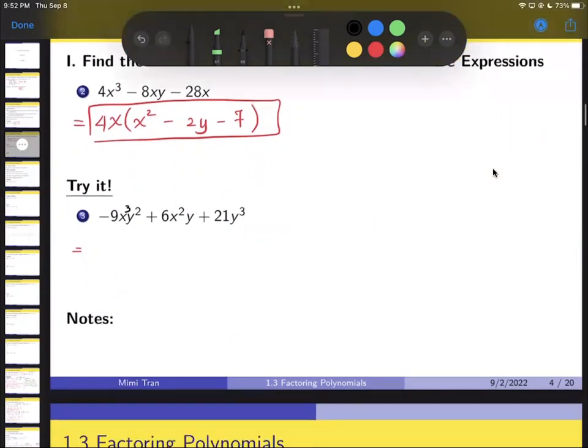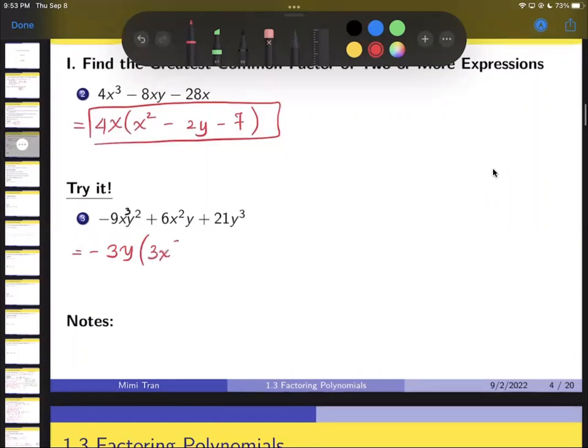Okay, so I want you to factor this. If I was you, between negative 9, 6, and 21, I'm going to factor out the negative 3. Oops, I'm going to use red. And then x, there's no x in the last term, so we're not going to factor out x. What about y? We can factor out a y, right? So let's see what's left. In the first term, I factor out negative 3, so negative 9 divided by negative 3 is 3. x cubed is still there. y squared divided by y is y.